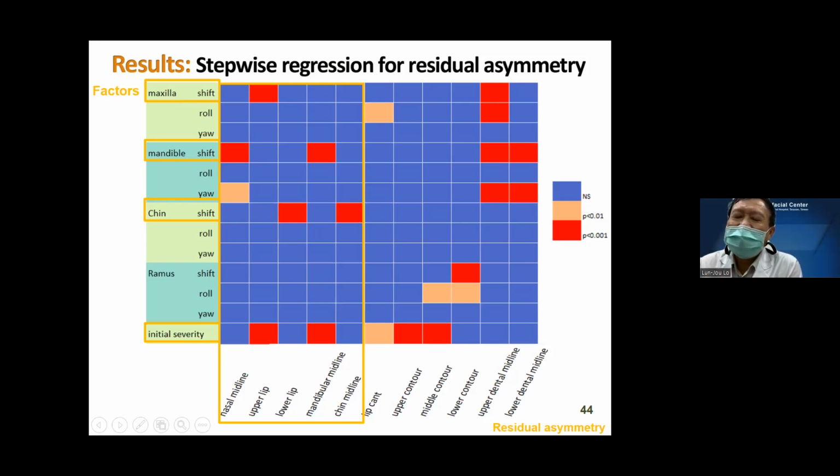That's my personal opinion and also experience. But I would really like to emphasize the chin, the final outcome in terms of the facial appearance. Thank you, Dr. Law.